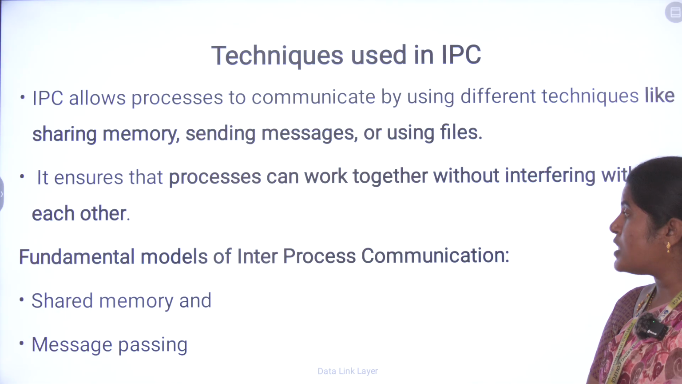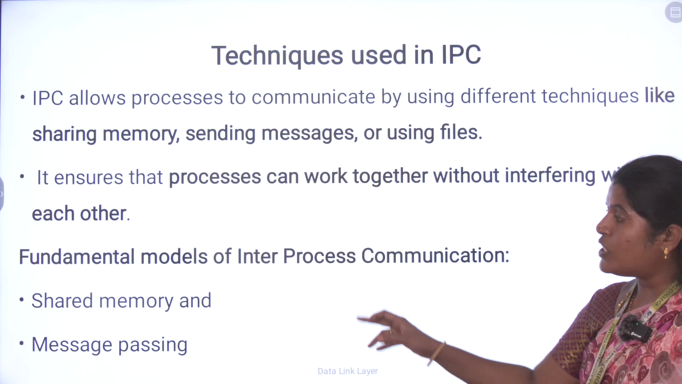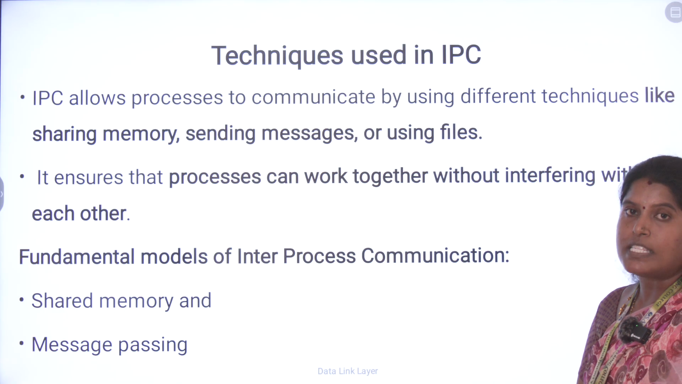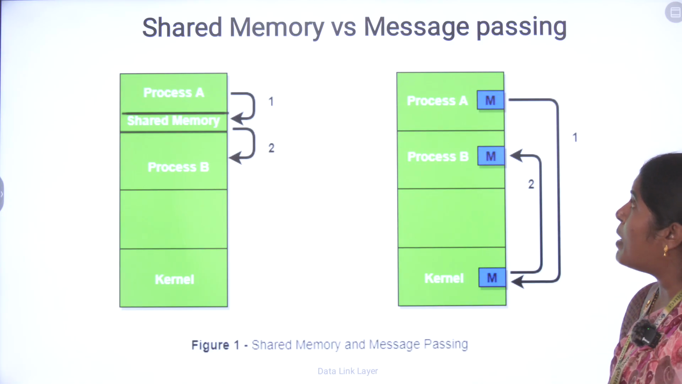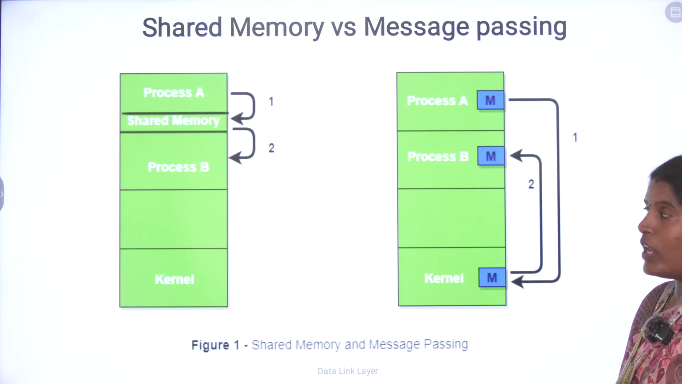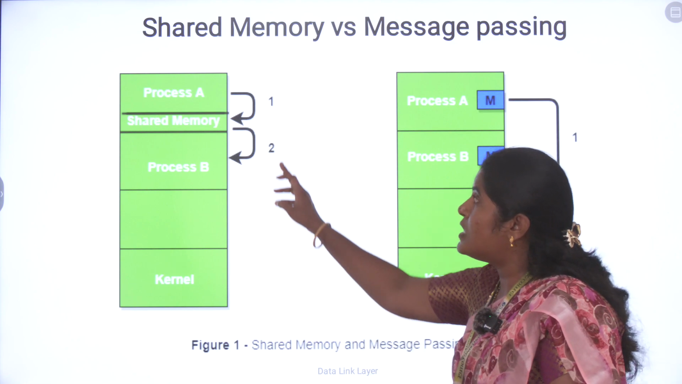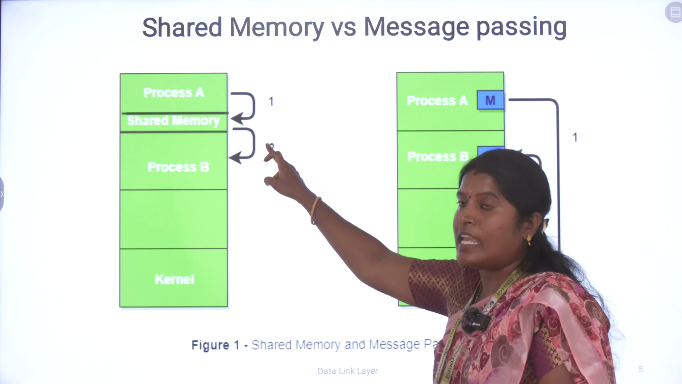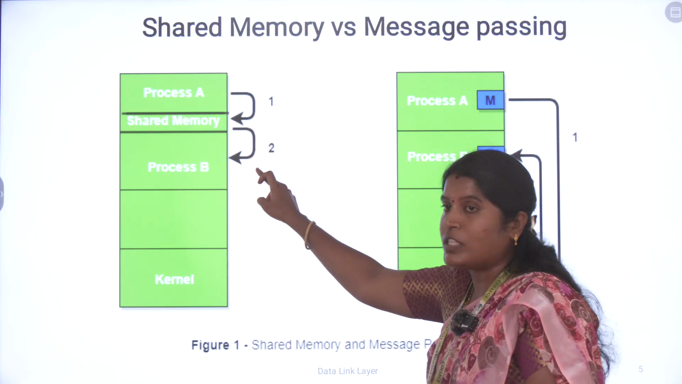Fundamental models of inter-process communication. There are two fundamental models of inter-process communication. The first one is the shared memory concept, the other one is message passing. This is a diagram of the shared memory and the message passing models. First let us see about shared memory. In the shared memory model, process A and process B share the same memory. Process A writes the data to the memory, which is further used by process B.